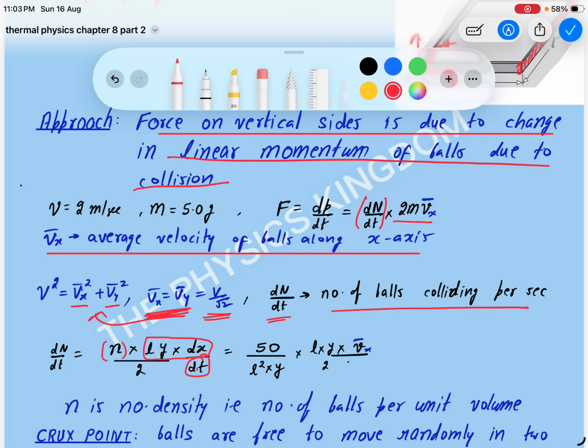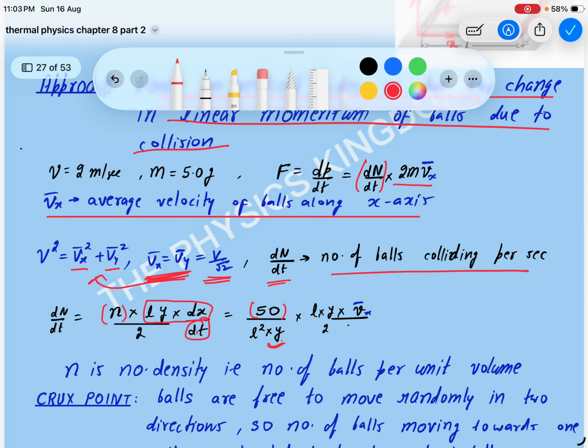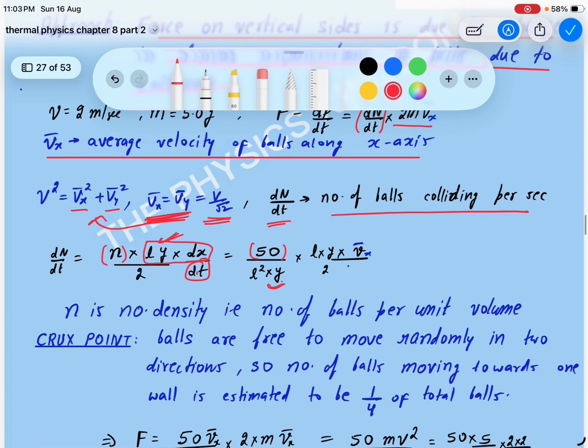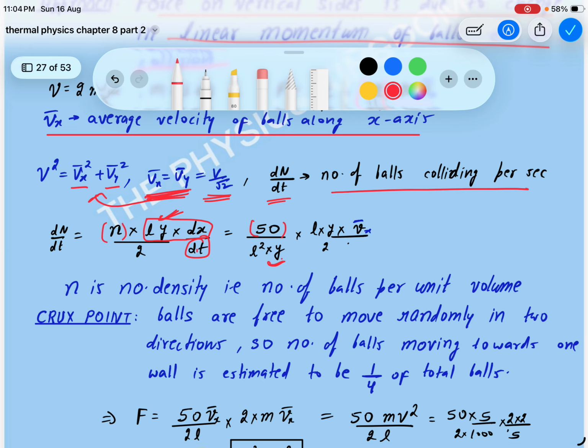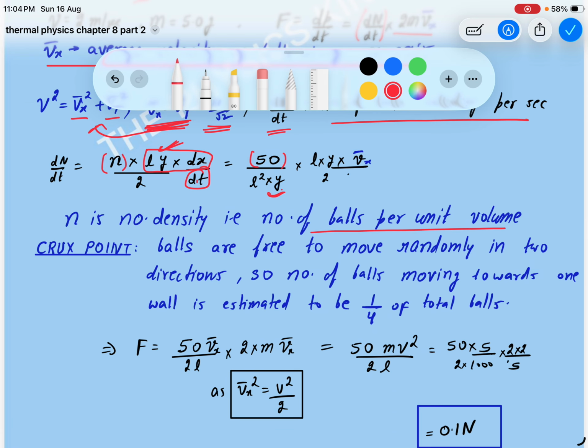So n, number of balls per unit volume, is 50 upon L square into y. Here y I am considering the height of the frame, right? So I am writing like this: L into y by 2 Vx bar. So this is this quantity. N is number density, number of balls per unit volume, so this I already discussed.